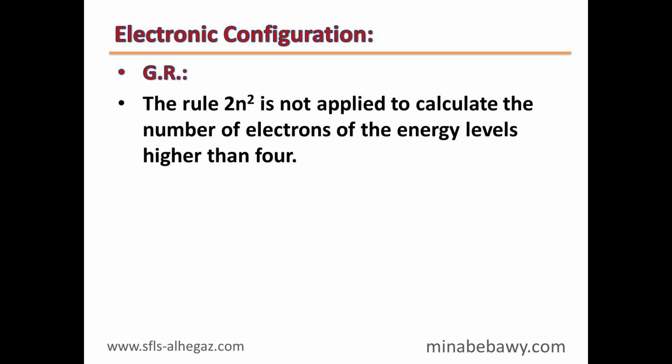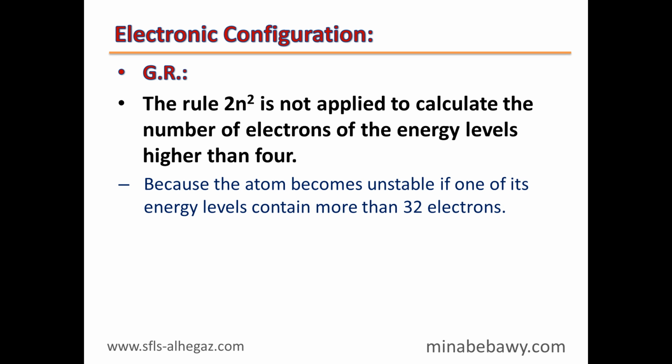Give reason: the rule 2n power 2 is not applied to calculate the number of electrons of the energy levels higher than 4, because the atom becomes unstable if one of its energy levels contains more than 32 electrons.